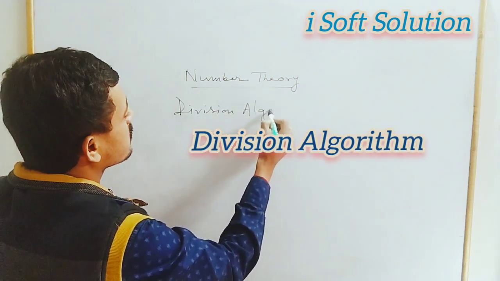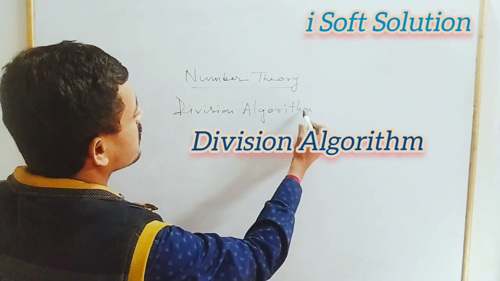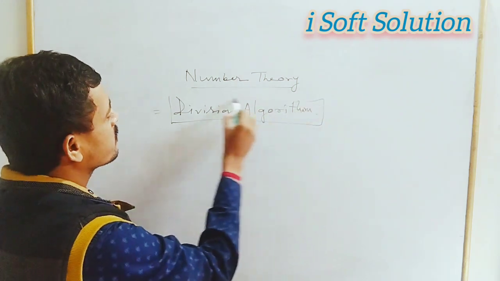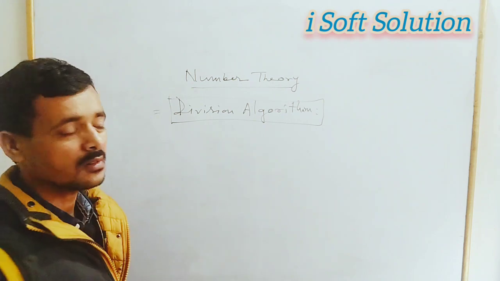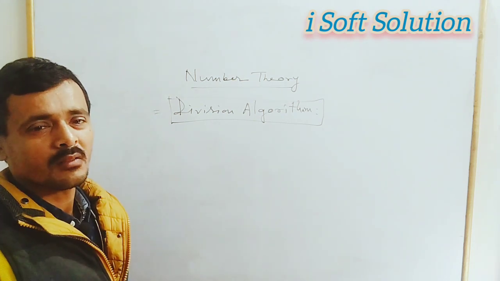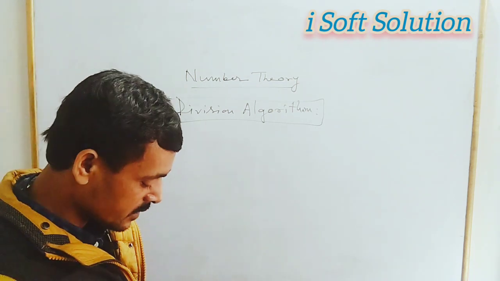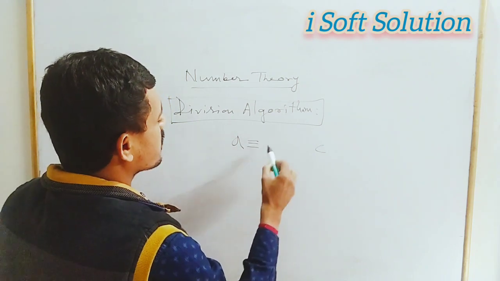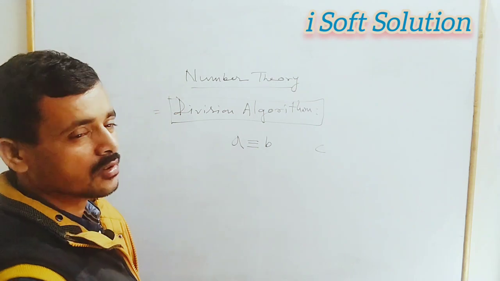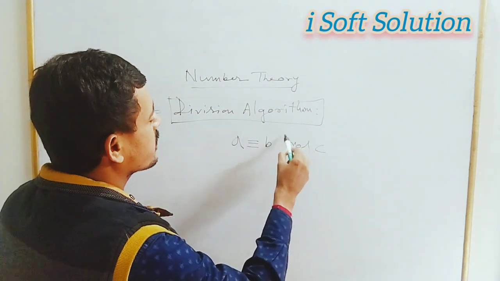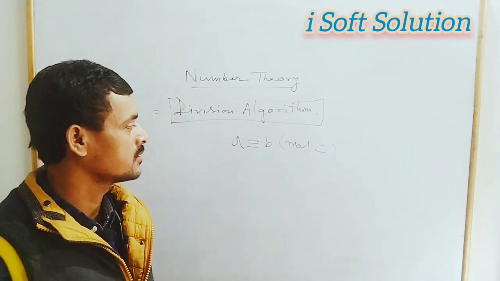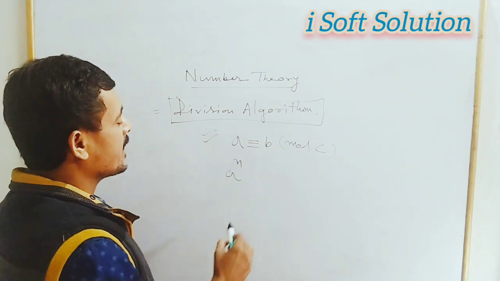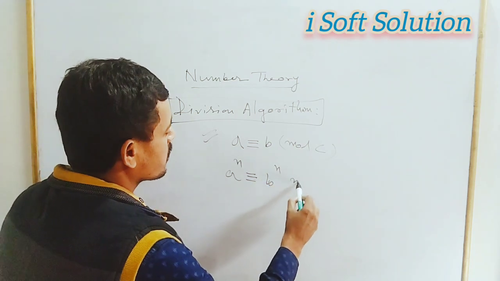Division algorithm. The basis of the division algorithm is also known as congruence or modular arithmetic. What is modular arithmetic? If you divide a number A by a number C and the remainder is B, then we write A congruent to B mod C. That is, B is the remainder when A is divided by C. This is modular arithmetic. Now, if we take A to the power n, then this will be B to the power n mod C.